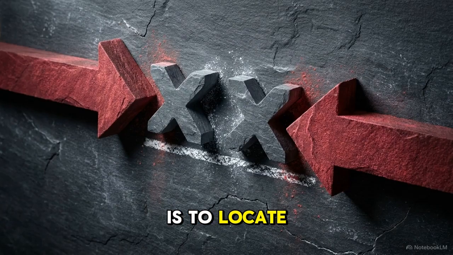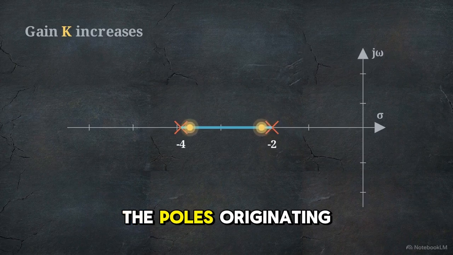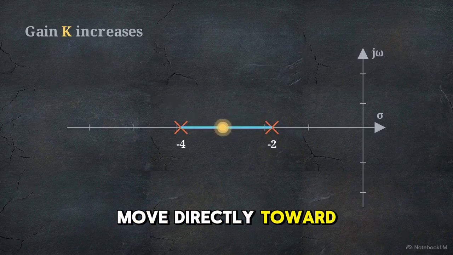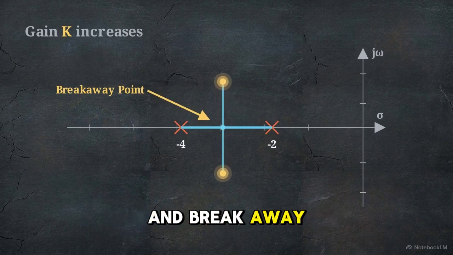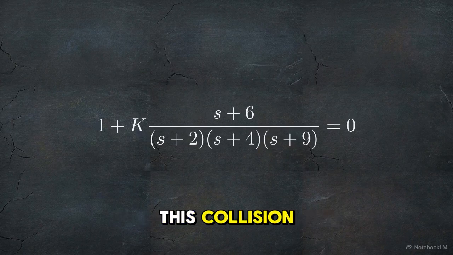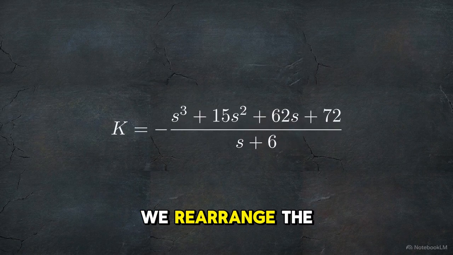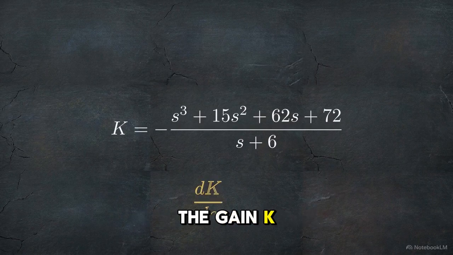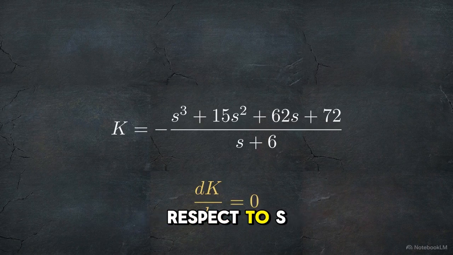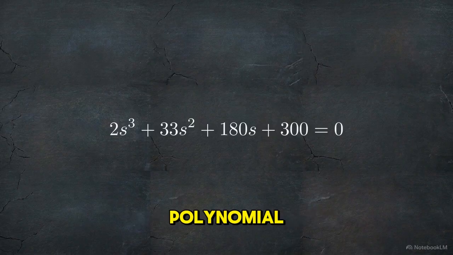The next step is to locate the exact coordinates where the internal pressures force these paths to leave the real axis. Look at the valid segment between -2 and -4. As gain increases, the poles originating from those 2 points move directly toward each other. They inevitably collide and break away into the complex plane. To find the precise coordinates of this collision, we evaluate the closed-loop characteristic equation. We rearrange the formula to isolate the gain, K, and then take the derivative with respect to S, setting it to 0. Applying the quotient rule generates a complex polynomial.